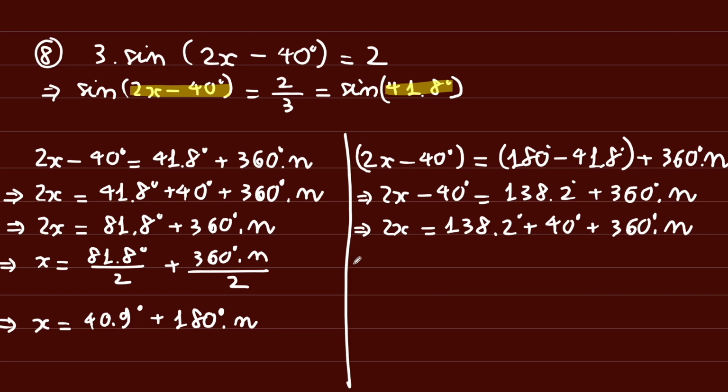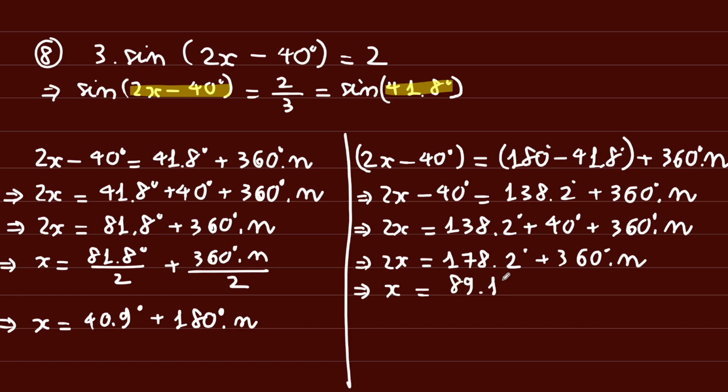Yeah, multiply n, sorry. Simplify the right hand side. You got 178.2 degree plus 360 degree multiply n. And divide both sides of this equation by 2. 178.2 divided by 2, we got 89.1 degree and 180 degree multiply n now.